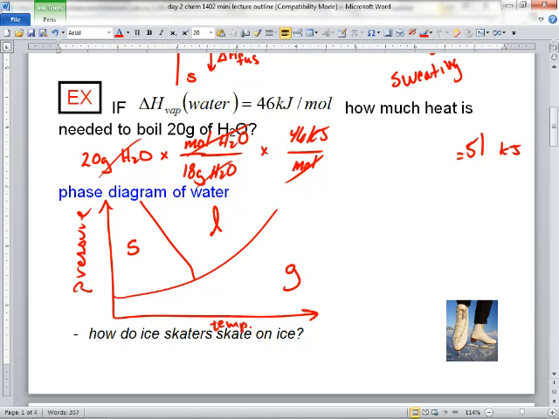And it's slick. I don't know if you ever ice skated, but it is really, really slick. It's very, very difficult. Right? Why is it so slick? You're on this very rough surface.